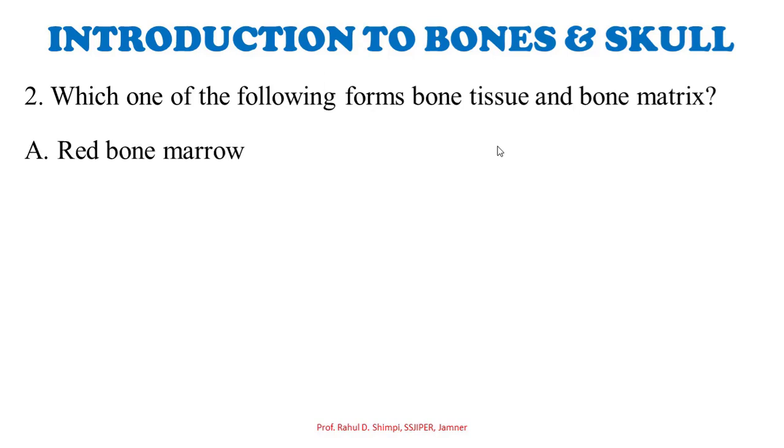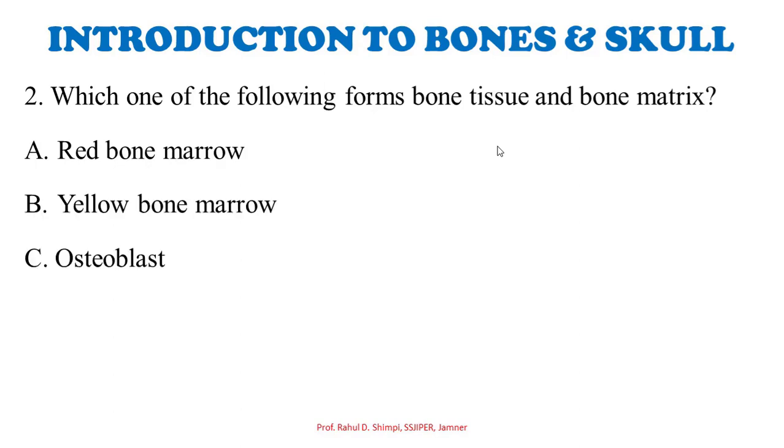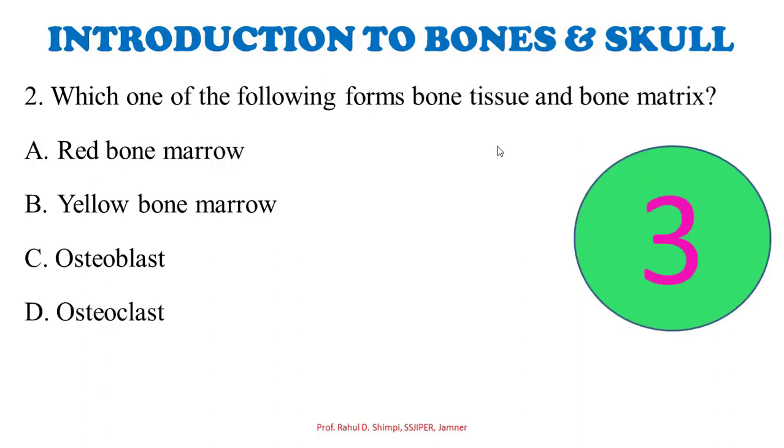A, red bone marrow, B, yellow bone marrow, C, osteoblast, and D, osteoclast. So friends, the answer is osteoblast. These are the bone cells which are responsible for forming the bone tissue and matrix.